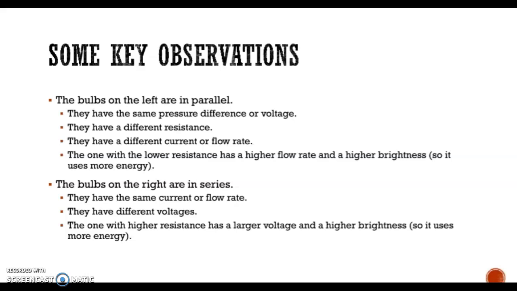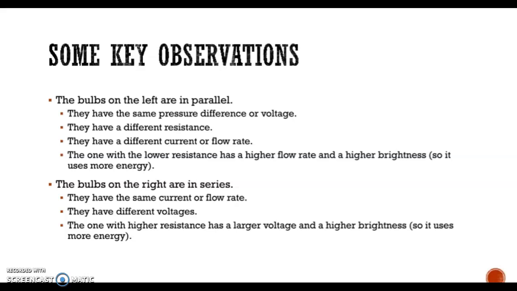We've essentially done a little tiny experiment here, like a mini experiment, where we have held the pressure difference, or the voltage for these two bulbs, constant. But we have changed the flow rate to see how much energy they use, which one is brighter. So obviously we see that higher flow rate corresponds to a higher brightness and therefore a higher energy use.